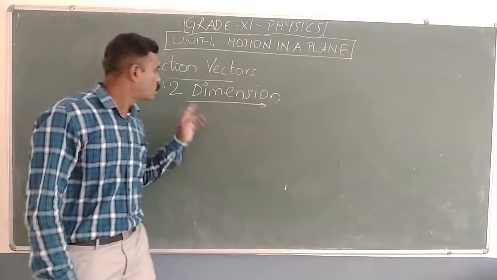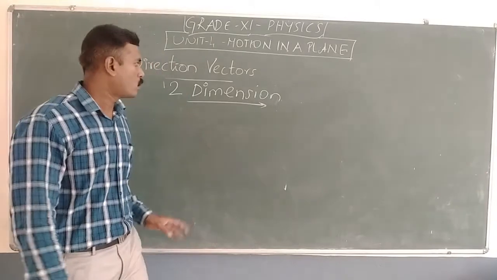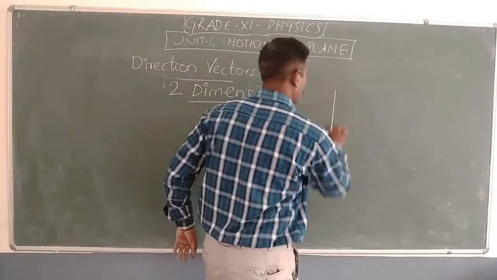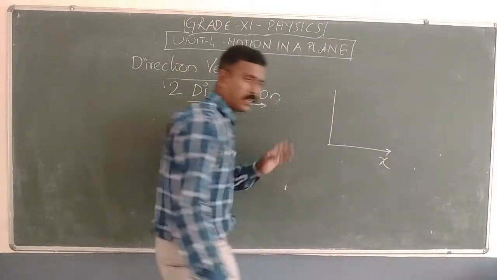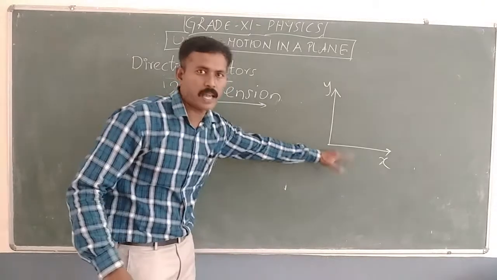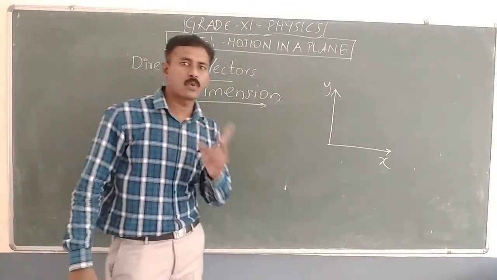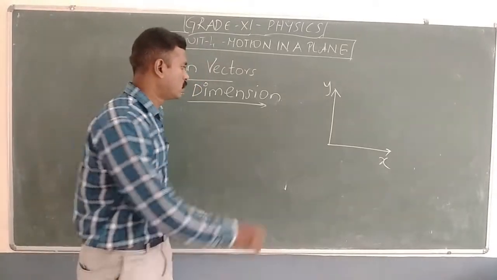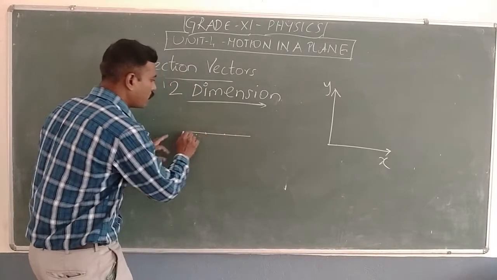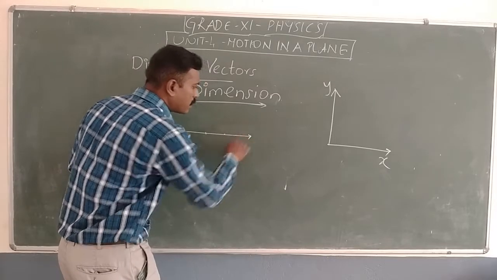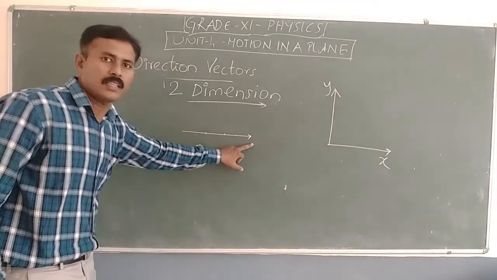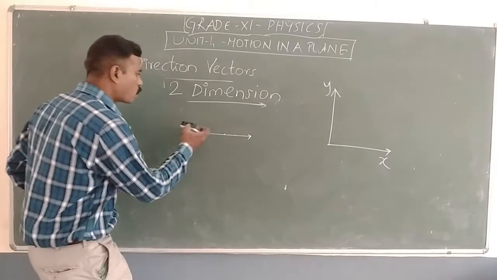Next one is two-dimension vectors. Okay? So what is a two-dimension? It has two axes. The first one is the x-axis and the second dimension is the y-axis. That is a horizontal and a vertical line. Two lines are there to represent a point. So in one dimension, you represent a point at any of the points in a single line. This is one dimension.